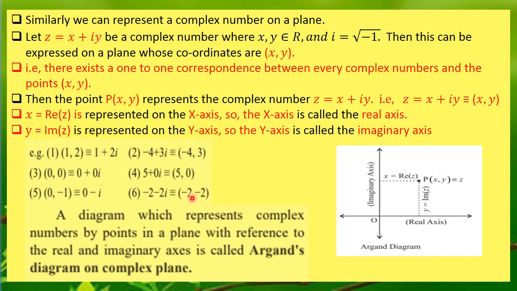Now the diagram which represents the complex numbers by points in a plane with reference to the real and imaginary axis is called the Argand diagram or complex plane.